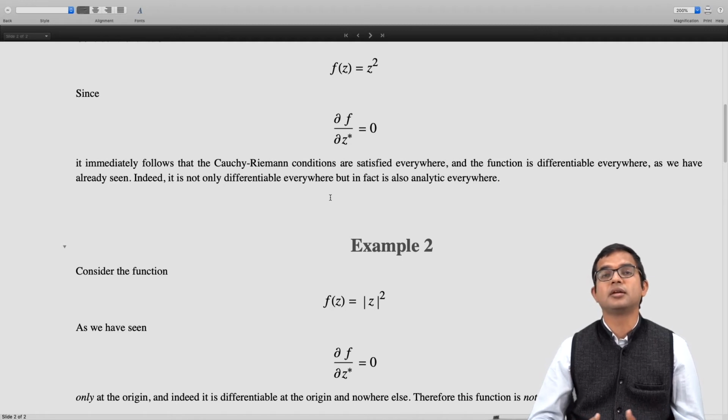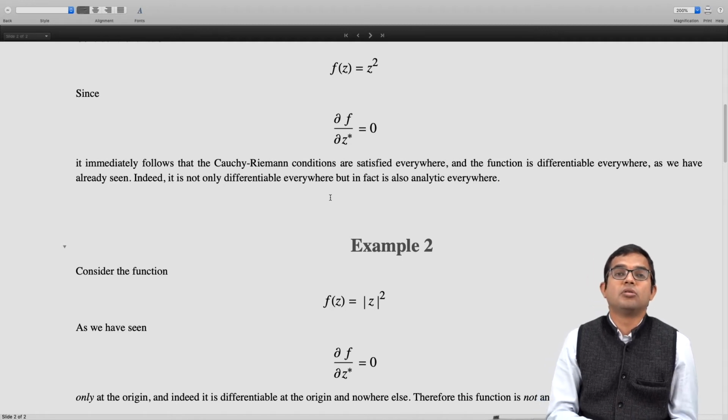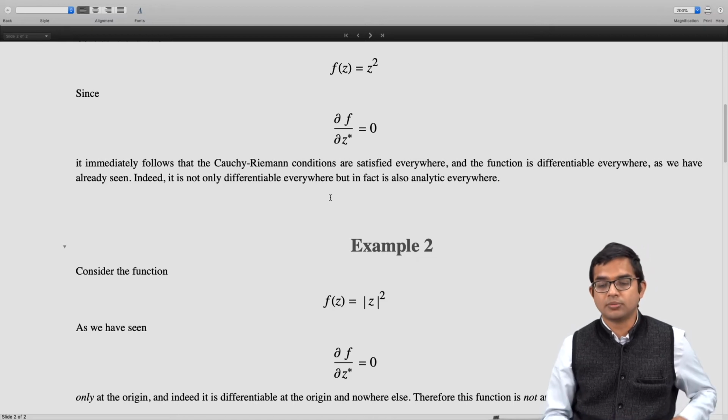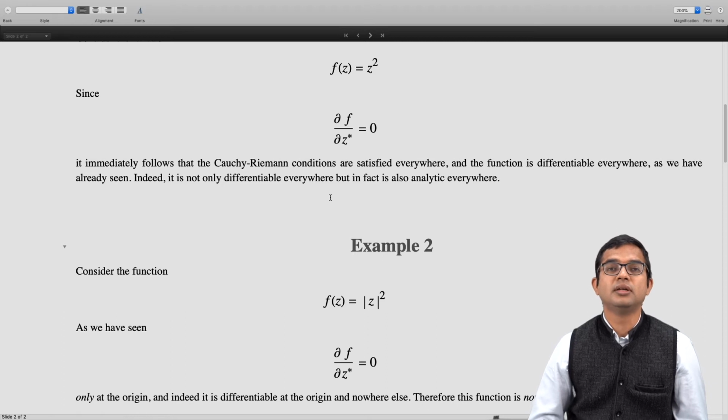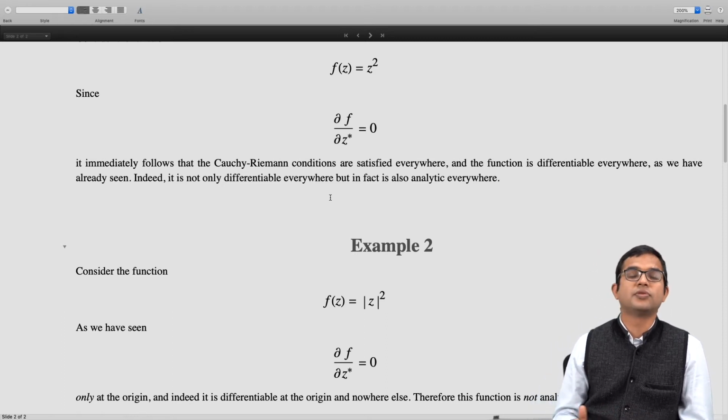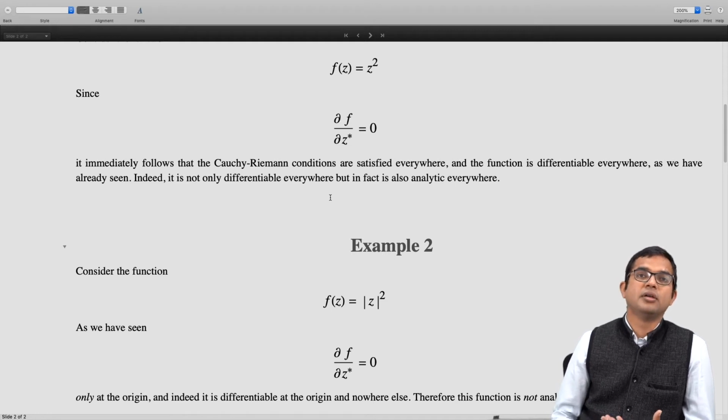For it to be analytic, it must be differentiable in a whole neighborhood around that point, and that's not the case here. So mere differentiability is not enough for analyticity. In some sense, examples of this kind are the reason why we introduce the notion of analyticity as something slightly different from the idea of differentiability, right?